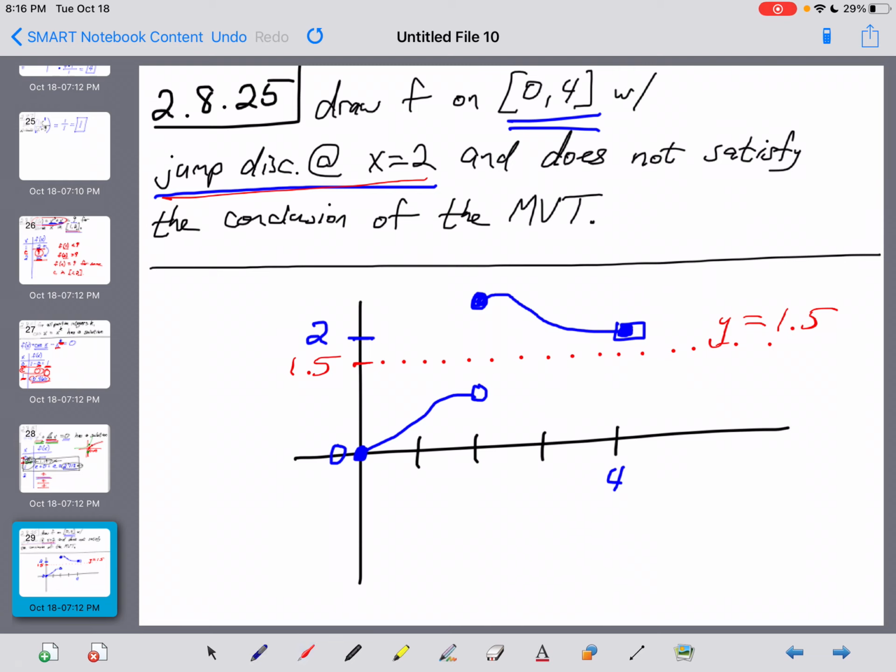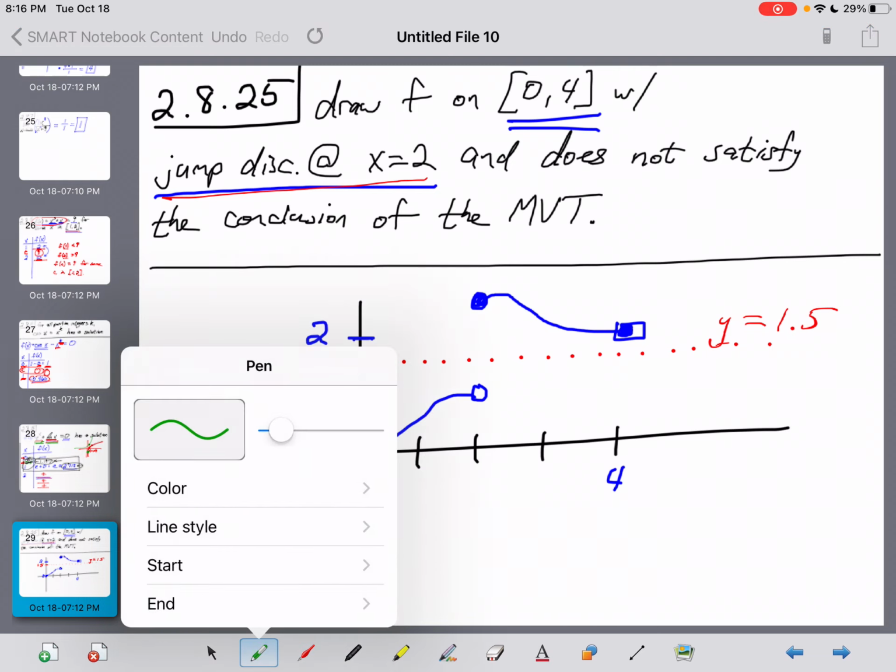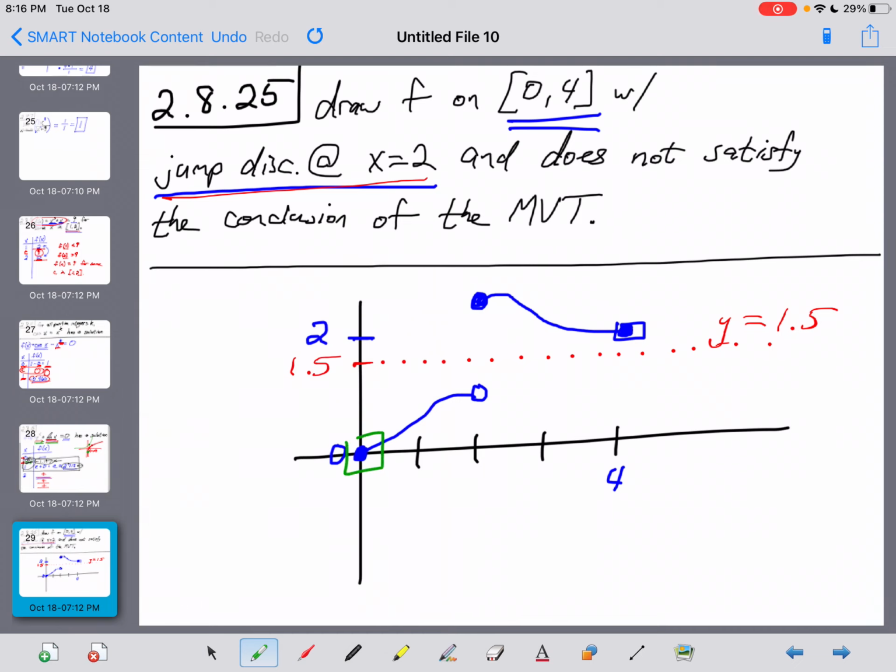Now, let me switch to green real quick. If this was a continuous function that started here and ended here, then there's no way I could connect these two dots right here in green without crossing that line of 1.5. In this case, the green curve is continuous. It does satisfy the hypothesis of the MVT, but this particular function that I drew in blue does not.